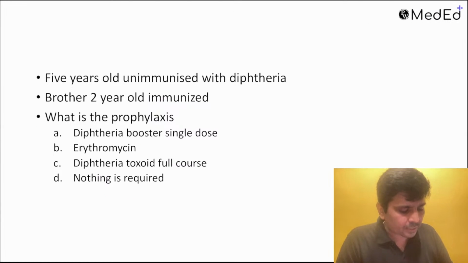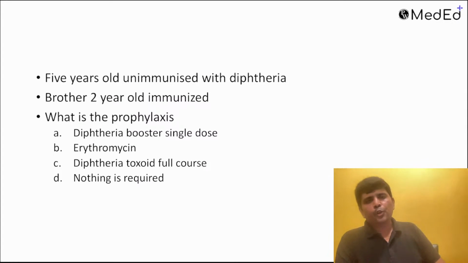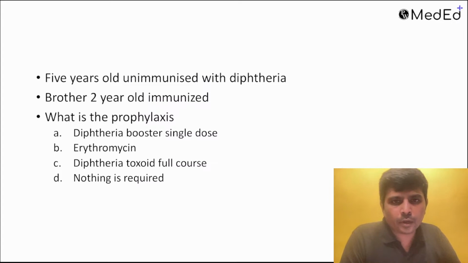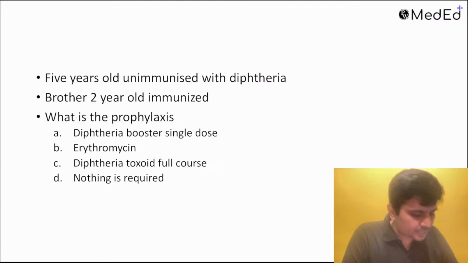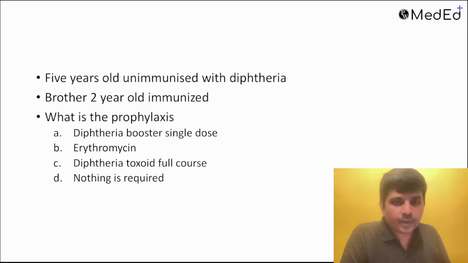Let's go for the second question. A 5-year-old unimmunized child with diphtheria. Brother, 2-year-old, immunized. What is the prophylaxis? Is the stem correct? The options: diphtheria vaccine booster single dose, erythromycin, diphtheria toxoid full course, nothing is required.